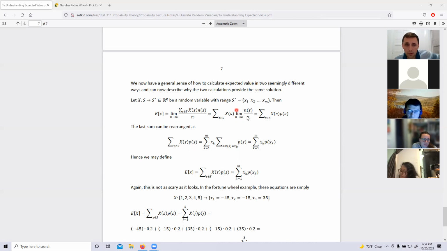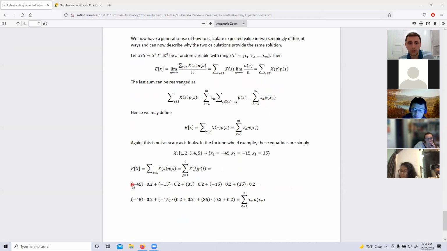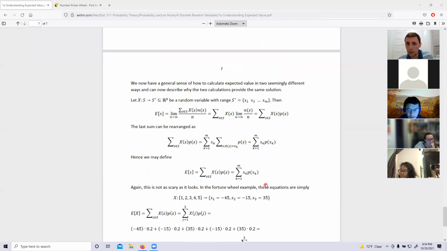Yes, and of course, what can I do here? I can push in the limit, and it's xs times this limit, and that becomes the summation of xs times ps. In other words, the payoff for getting s times the probability of getting s. So this formula, I hope, is very natural to you, right? So that formula, what it means in our example is this. You understood how we got it, yes?